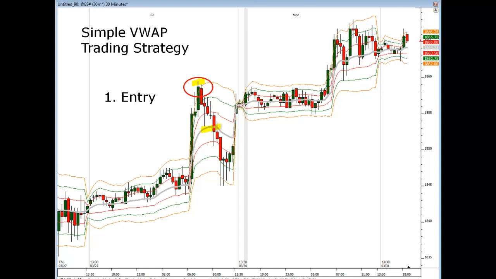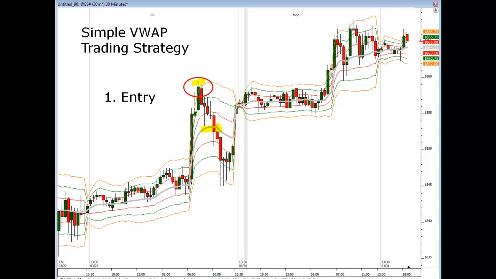Your entry would be a short and your target would be the VWAP. And most of the time it does make it to the VWAP. Sometimes you'll see prices oscillate back and forth before they come down to the VWAP. That does happen. But for the most part, quite often, a reasonable target is for prices to come back to the VWAP.